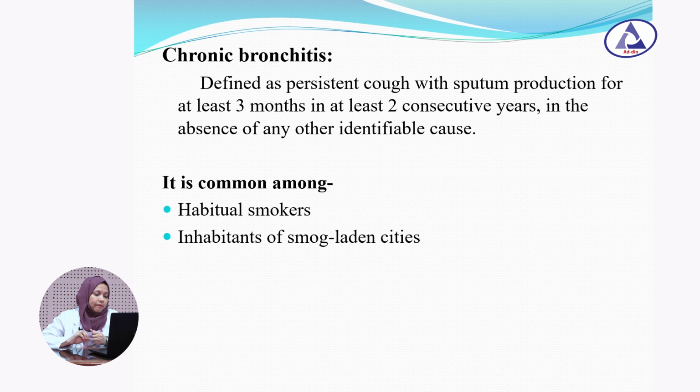Now we will discuss about the next type of obstructive lung disease, that is chronic bronchitis. Chronic bronchitis may be defined as persistent cough with sputum production for at least 3 months in at least 2 consecutive years, in the absence of any other identifiable cause. So there will be persistent cough with sputum production, and it will persist for at least 3 months in at least 2 consecutive years. It is common among habitual smokers and inhabitants of smoke-laden cities.